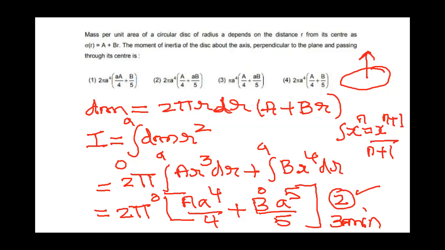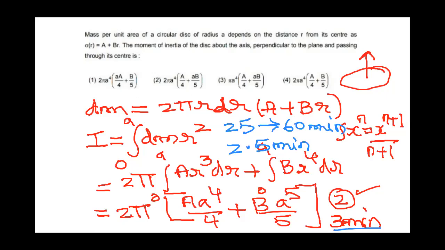Take a look. In your JEE Mains, you have around 25 questions, and for 25 questions, you get roughly 60 minutes, 1 hour. So per question, you get 2.5 minutes, which you have anyway exceeded over here. You have used 3 minutes, right? So you have not saved any time over here.